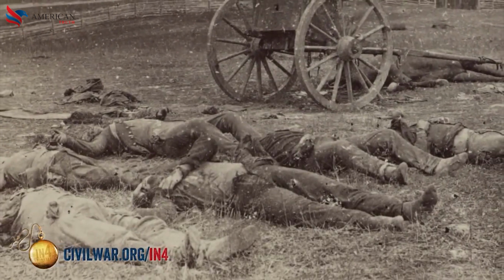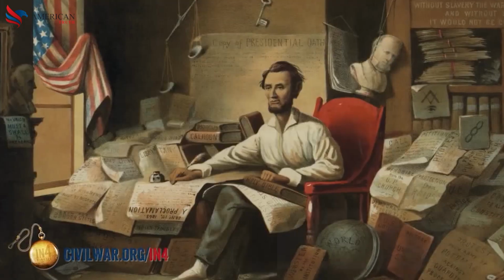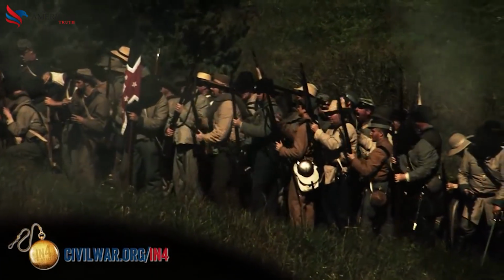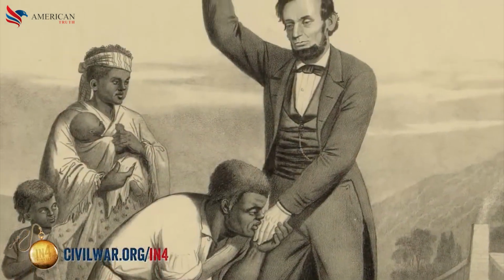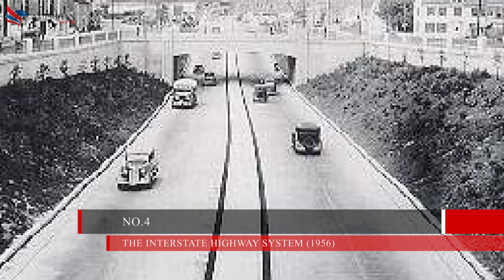However, despite this wording, the proclamation was limited in a number of ways, as the National Archives acknowledges, including the stipulation that it applied only to states that had seceded from the United States, leaving slavery untouched in the loyal border states. Number 4. The Interstate Highway System, 1956.